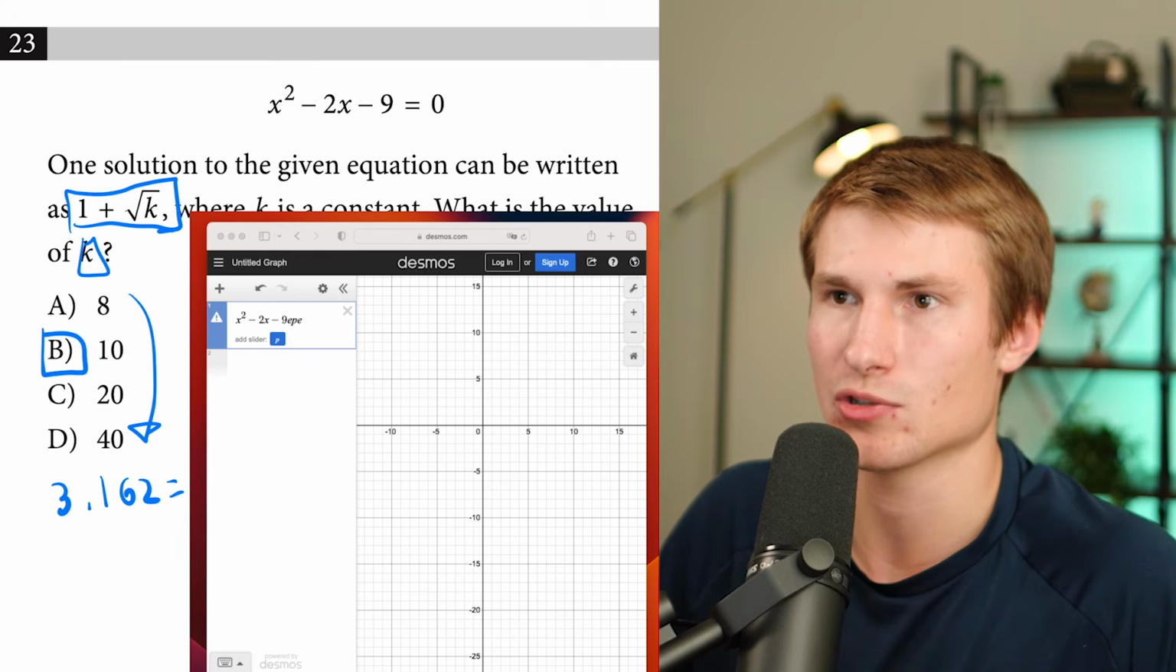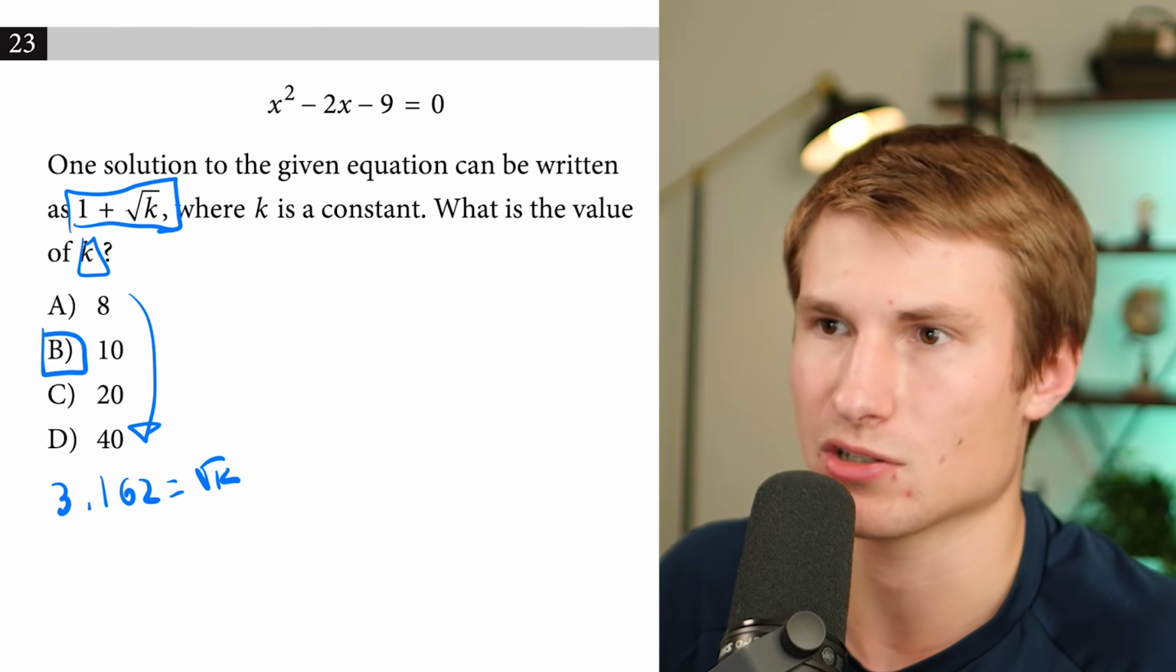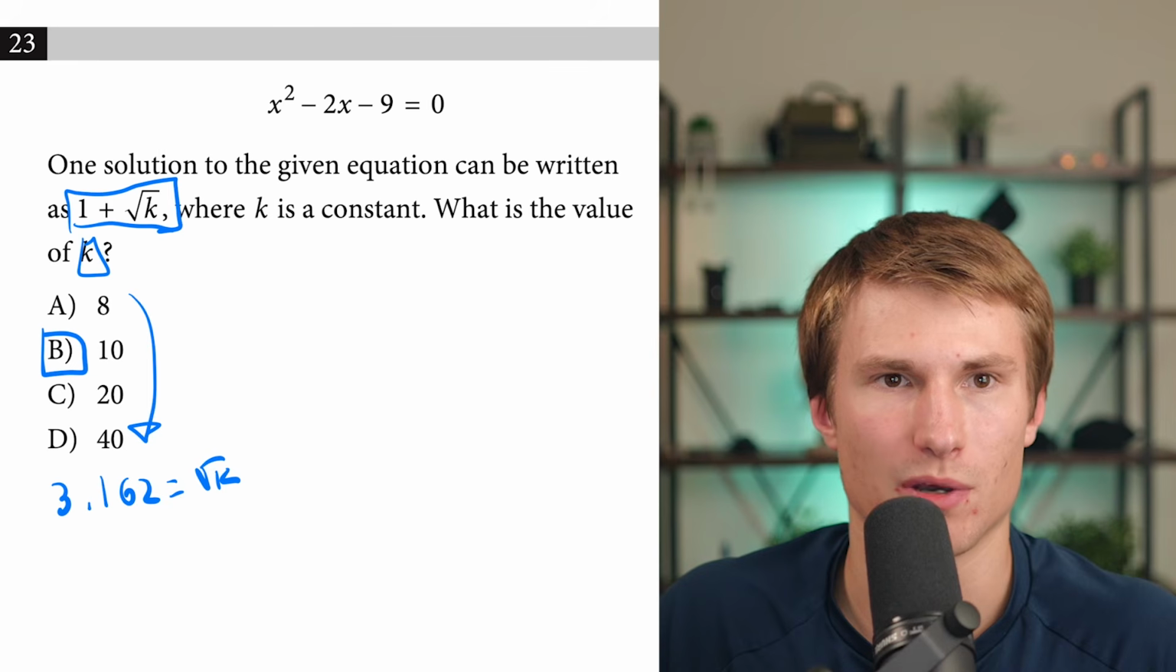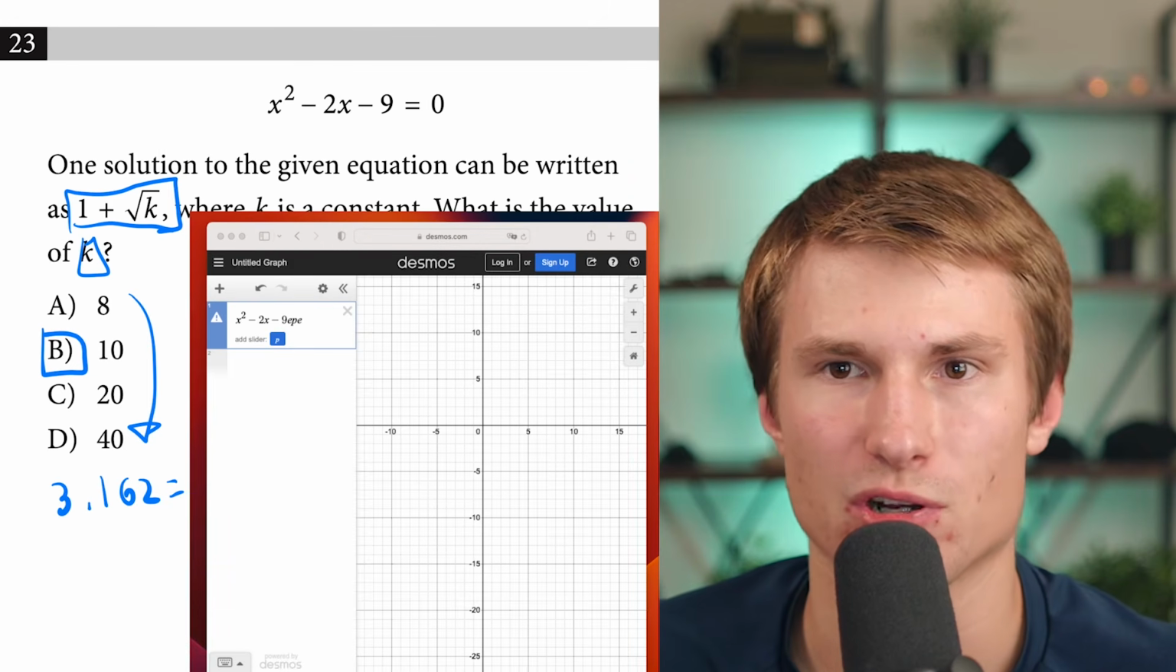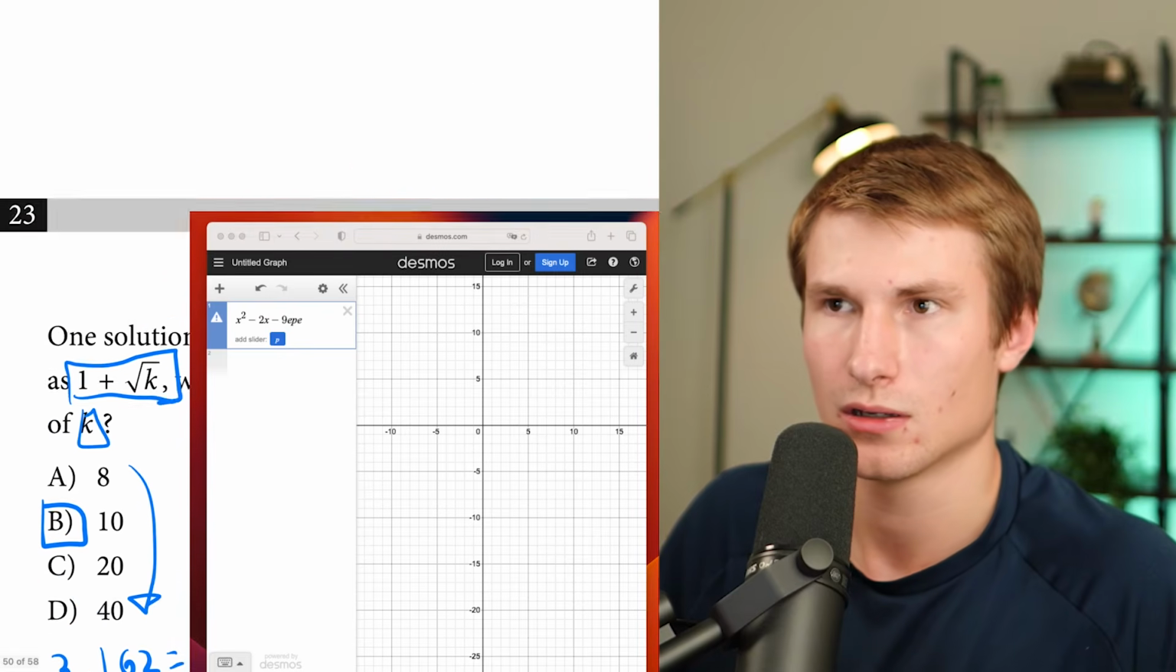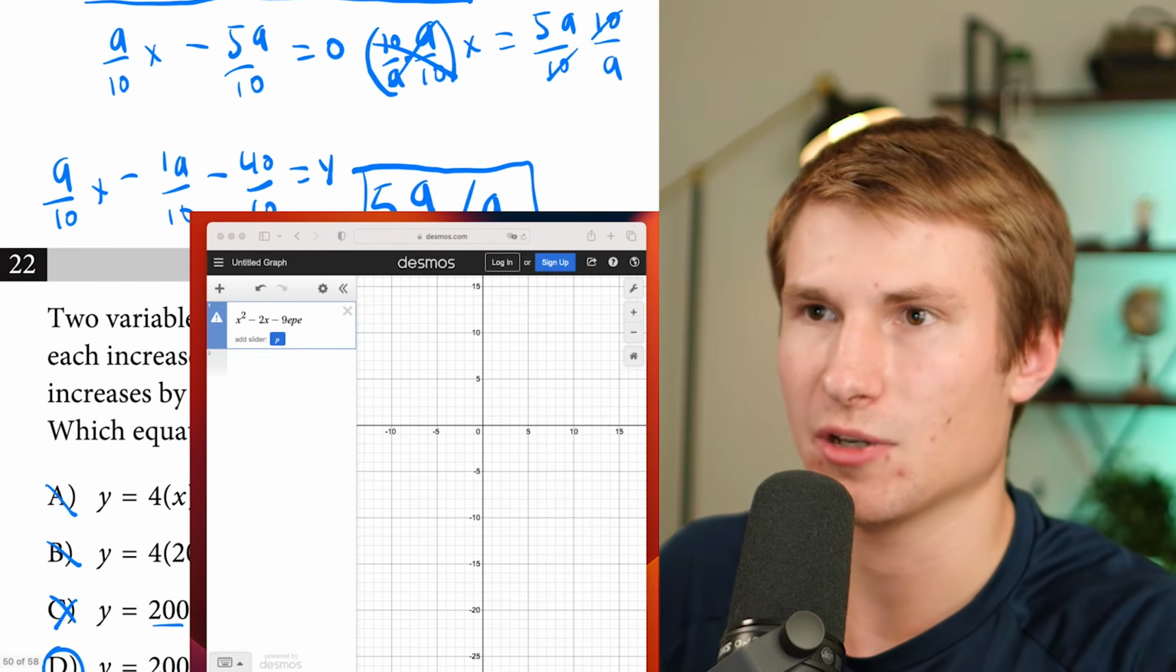Let me quickly hide Desmos so you can see what I wrote there. I just wrote 3.162 equals root k, for anyone who's wondering. But obviously those are two different ways to get the answer. The way I would use on a multiple choice would be Desmos, but I did want to show you how to do it in case it is free response. Let's go to 24 now. Let me hide Desmos again.